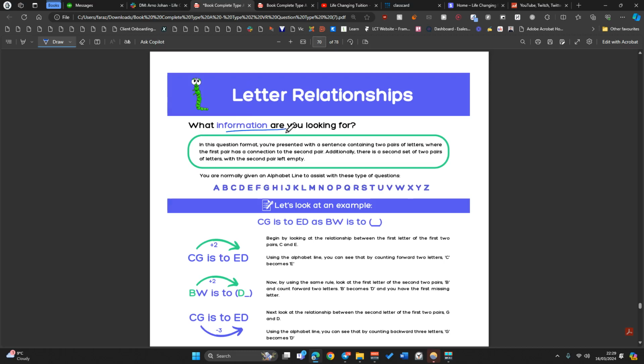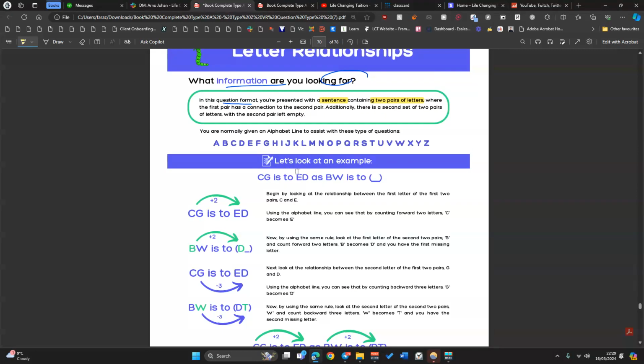relationships. So what information are you looking for here? In this question format, you're presented with a sentence, a sentence containing two pairs of letters. Okay, so let's have a look at the example.